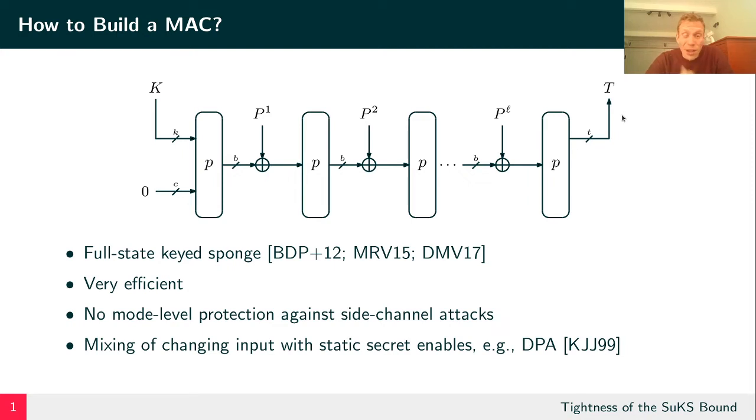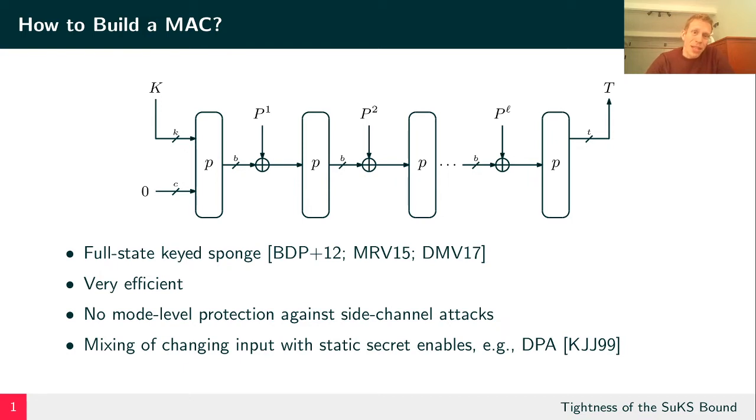So this is a very efficient PRF or MAC design. It has received quite some research, quite some analysis has been done on this function, and it is very efficient because you compress with b bits at a time, where b is the size of the permutation. Now, on the downside, this function in general does not offer mode-level protection against side-channel attacks. This construction is not leakage resilient, as we would say it.